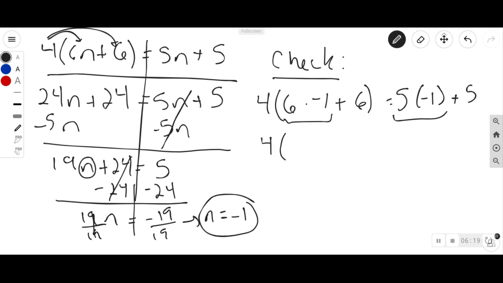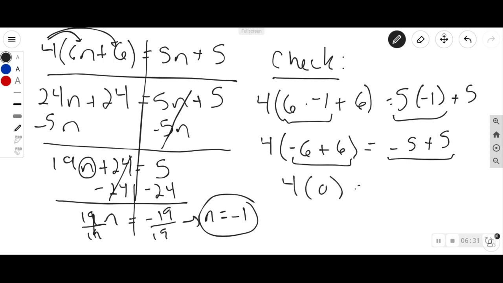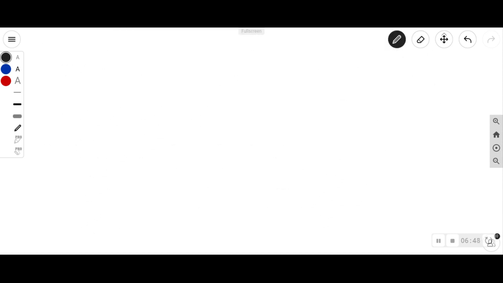So 4(-6 + 6) = -5 + 5. So I've got something on each side to do. Times 0, 0. So 0 = 0, so it checks. So negative 1 is our solution. Remember that it's all about just working things through step by step, being very clear on what you write. And if you need to take more time, then take more time.